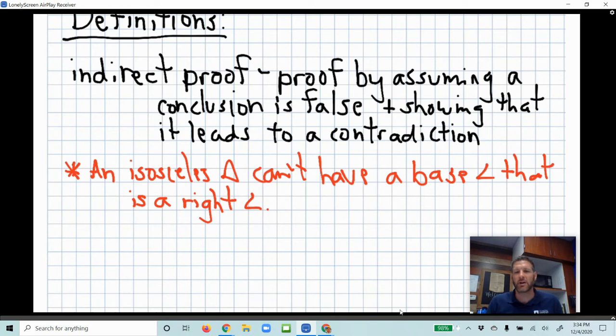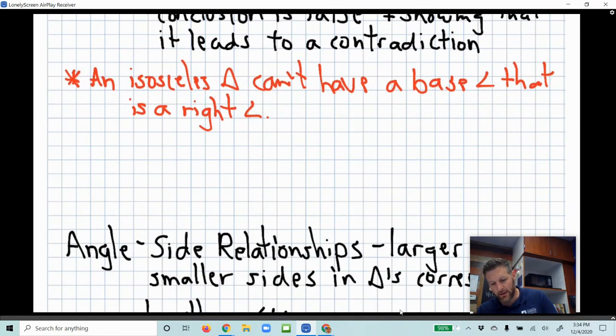Kind of like saying, if I'm trying to prove X, I'm going to start by trying to show that not X is true. And hopefully that leads me to some contradiction that therefore means, okay, actual X is in fact true. So let me give an example. Say you're trying to prove that an isosceles triangle can't have a base angle that is a right angle, okay?